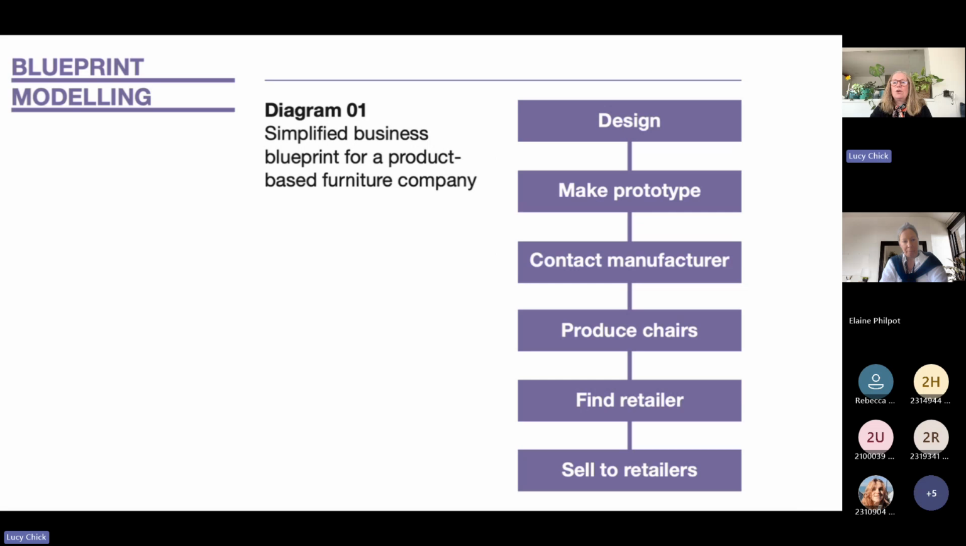So here's a very diagrammatic one, and this is for a product-based furniture company, and they're going, okay, these are our stages of our business. This is what our business is going to do, and this is in the order that they'll happen. We're going to design the chairs. We're going to make a prototype of the chairs. We're going to contact a manufacturer because we're not making them ourselves. We can't possibly make enough chairs. It's not a craft business. We want to be making hundreds, possibly thousands of chairs to order. So we're going to contact manufacturers. Then the manufacturers will produce the chairs. Then we're going to find a retailer and we're going to sell to retailers.